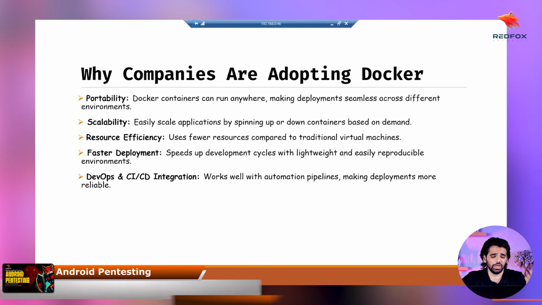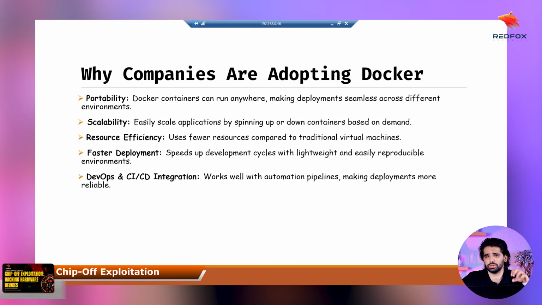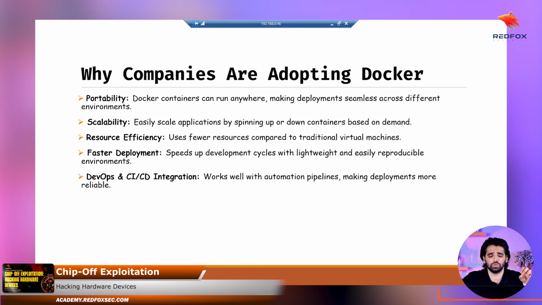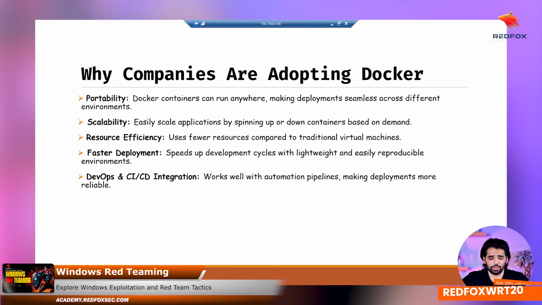Let's talk about why companies are adopting Docker. First reason is portability. Docker containers can run anywhere, making deployment seamless across different environments. Second is scalability. Easily scale applications by spinning containers up or down based on demand. You can run Docker images with Kubernetes as well, so you can set up master and slave nodes. Next, resource efficiency: use fewer resources compared to traditional virtual machines. Faster deployment: speeds up the deployment cycles with lightweight and easily reproducible environments. And CI/CD integration, so you can integrate your Docker containers with a CI/CD pipeline as well to perform the automations.